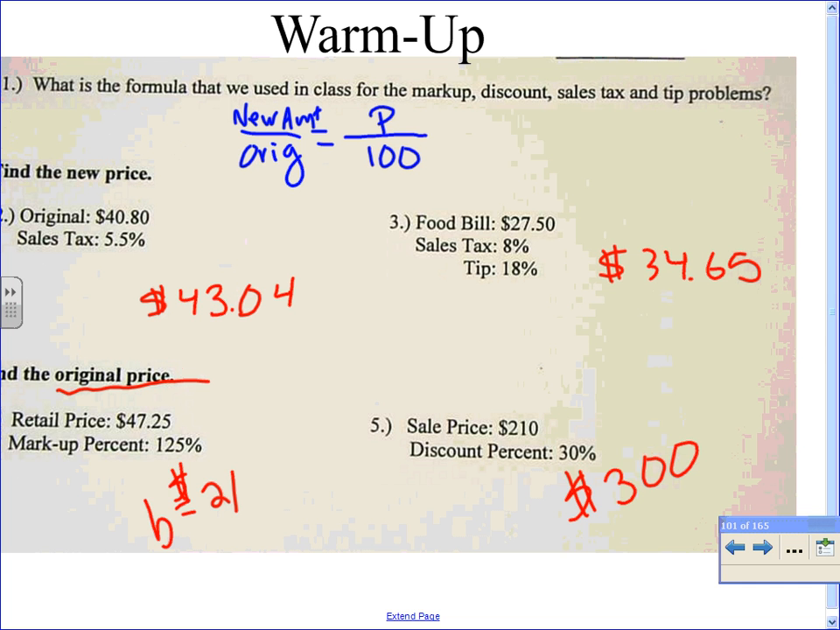Then you multiplied wrong. You just multiplied wrong. Use your calculator if you need to. Justin? Excuse me. Number 5, the proportion should be 210 over B equals 70 over 100. Because you're given the sale price, you're given a discount, you want to find the retail, which is the original. Okay, you with me on that? Okay, Doug? 47.25 over B equals 225 over 100.